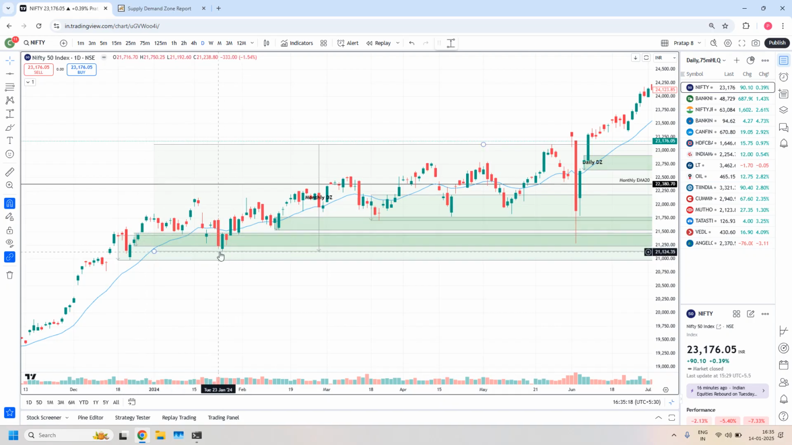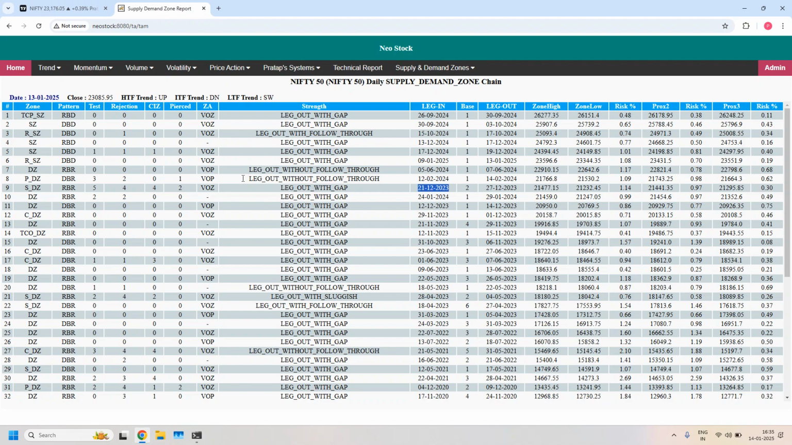But after that, the rally continued. While continuing, a rally base rally is created, exactly within the pierced zone. What kind of pierced zone is it? It is a high liquidity pierced zone. See here, the ninth one, S_DZ. It is a support demand zone, high liquidity zone. Within the same area, see 24/1, a new zone is created.